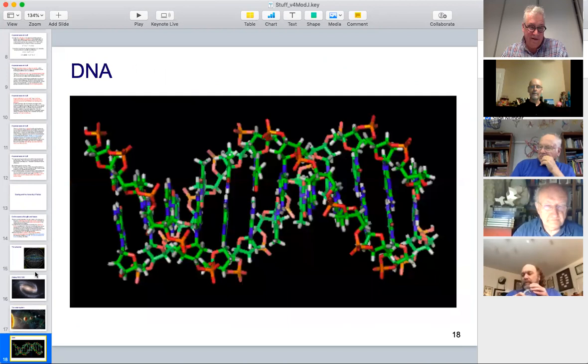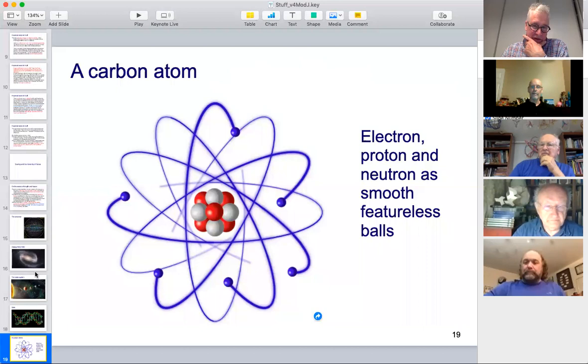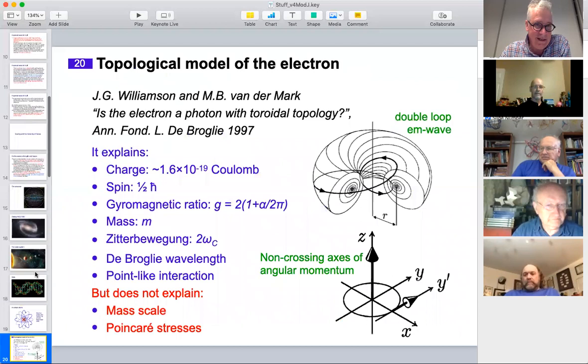So here's a picture of a carbon atom, where the electron, proton, and neutron are shown as smooth, featureless balls. This is a sort of early Bohr model of a carbon atom, if you like. Once again, we've got circulating stuff going around some center, a little bit like planets around a sun. And then if we go to Martin's and my model of the electron, we start getting into something which is a double loop going around itself.